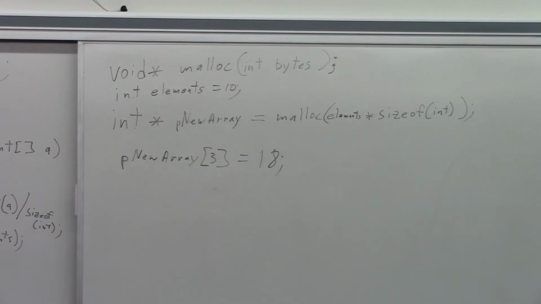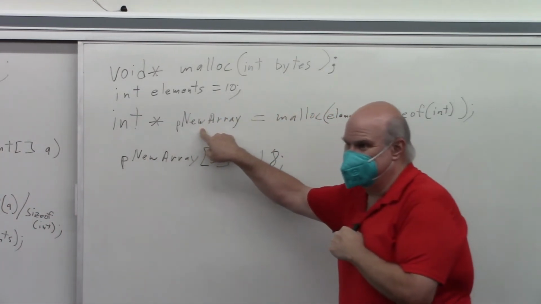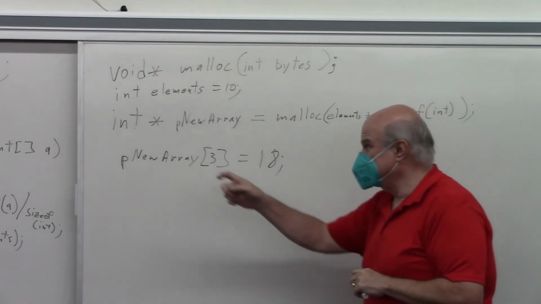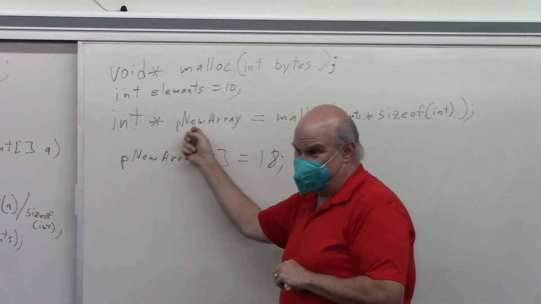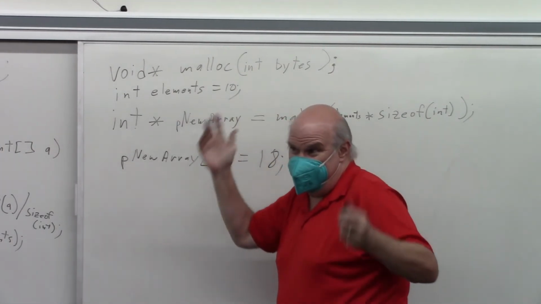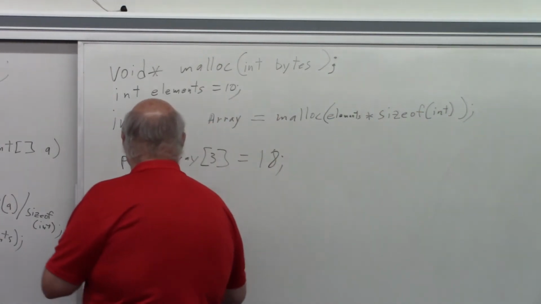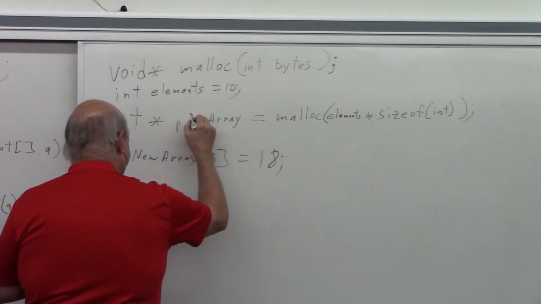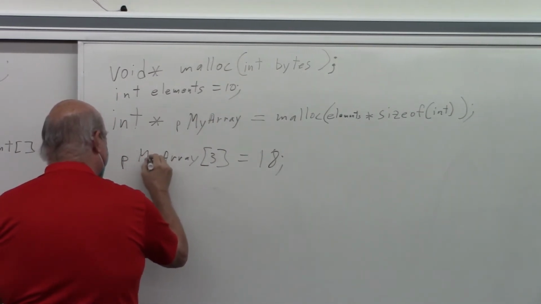Did you already have to declare a new array where you said integer, pointer, new array? Or is that also declaring a new array? You mean right here? Yeah. This is the declaration. This is the type, integer pointer, and this is the name I picked, pNewArray. I could have picked PABC, I could have picked anything. Call it pMyArray. Doesn't matter what you call it, as long as what you call it, you use consistently.